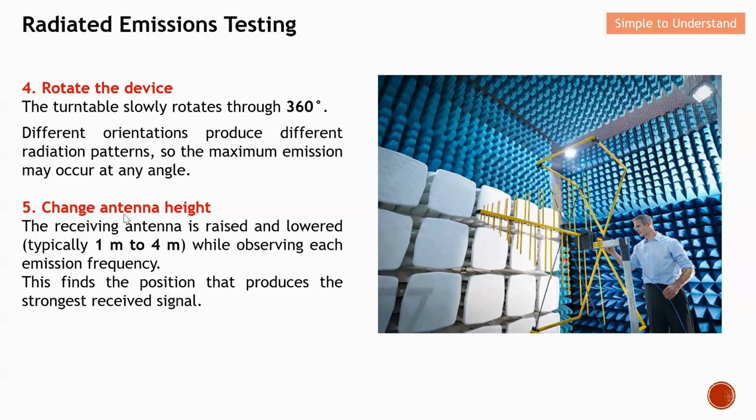Next, step 5, change the antenna height. The receiving antenna will be raised and lowered from 1 meter to 4 meters, while observing each emission frequency. They will find the antenna height that produces the strongest received signal from the spectrum analyzer, or the EMI receiver.